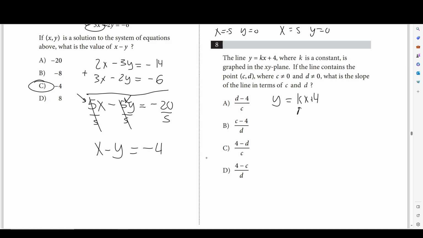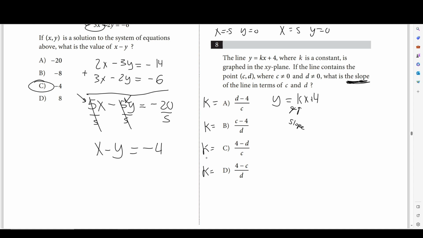Now this k is our slope. They're calling it a constant, but really, guys, it's their slope. And it's asking us what the slope is. So if k is our slope, I'm going to have to rewrite this in terms of k. So I'm going to have to solve for k. These expressions are the same thing, just telling me k equals. If I want to rewrite this in terms of k, I'm going to have to move some terms around.